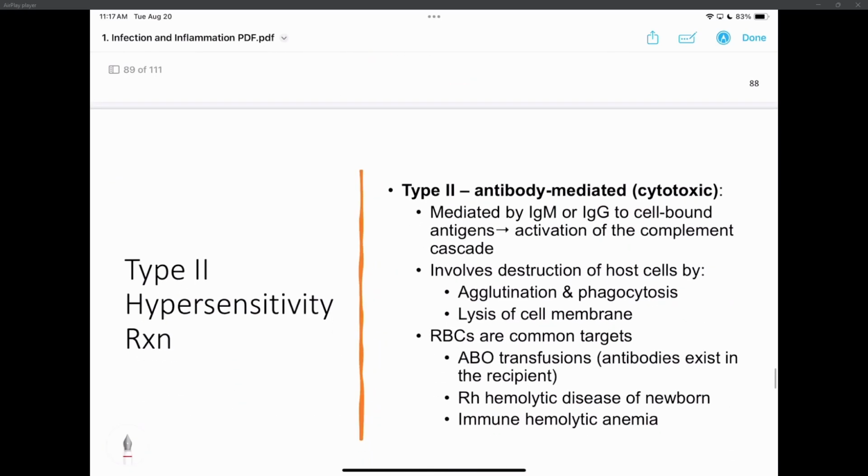We'll stop here. We'll pick up type 2 tomorrow. Okay. Going to do a long break.